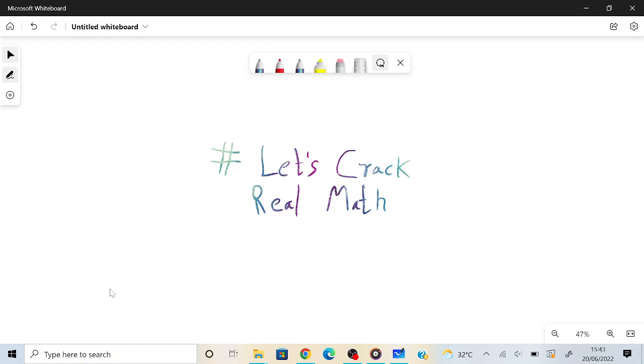We'll be looking at both the factorization method and also how we can do it using the formula. So without further ado, let's get started.